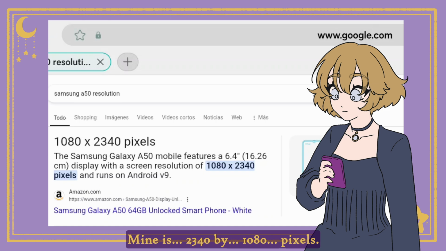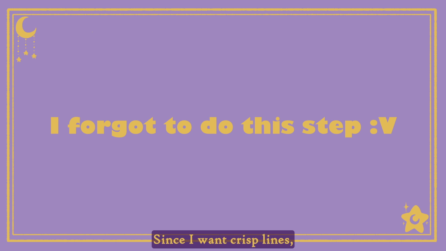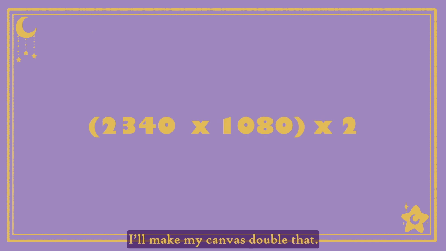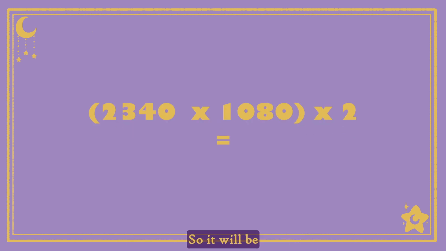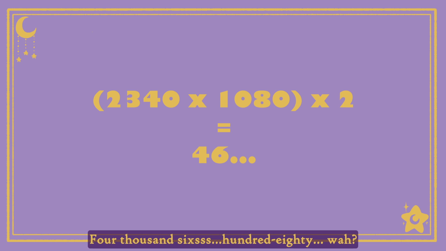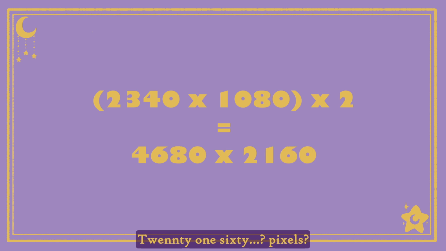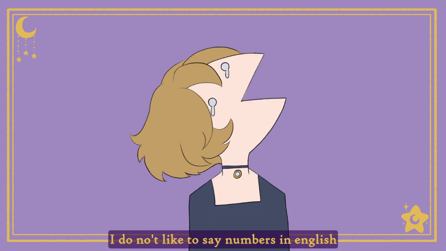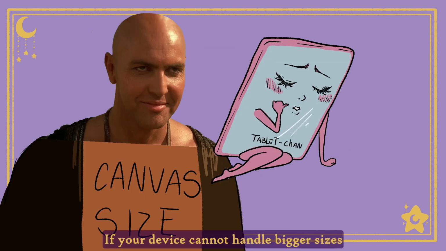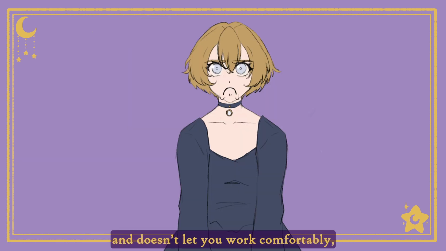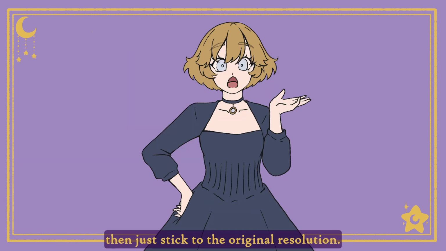2340 by 1080 pixels. Since I want crisp lines, I'll make my canvas double that. So now it will be 4680 by 2160 pixels. I do not like to say numbers in English. If your device cannot handle bigger sizes and doesn't let you work comfortably, then you stick to the original resolution.